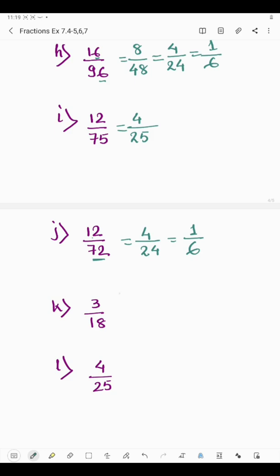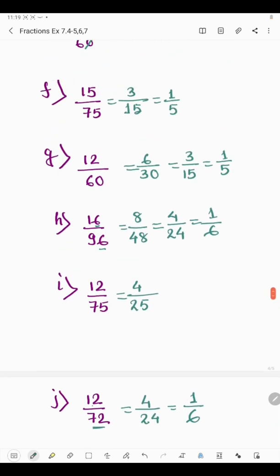Now in the K part we have 3 by 18. Both 3 and 18 come in 3's table, so 3 1s are 3, 3 6s are 18. So it's 1 by 6. Now in the last part we have 4 by 25, as 4 by 25 cannot be divided further. So this is the simplest form.